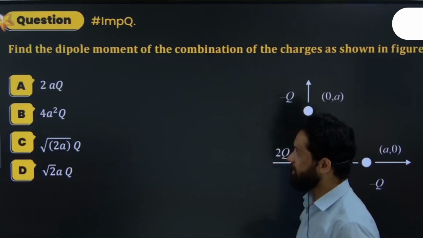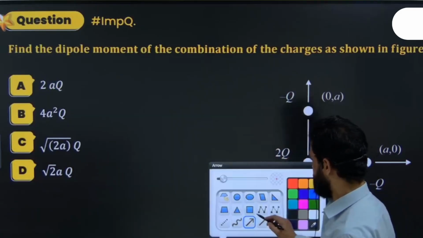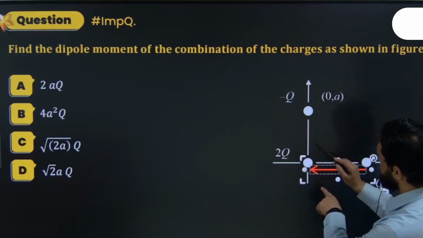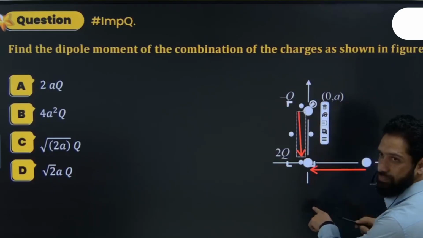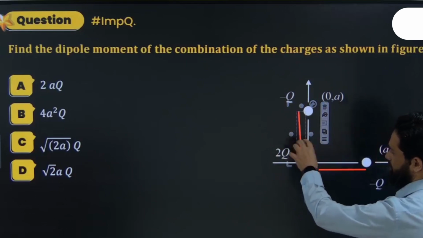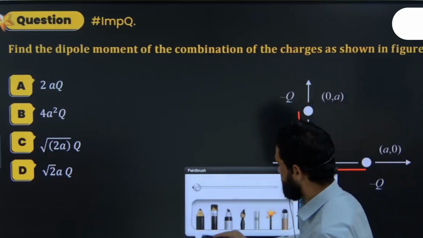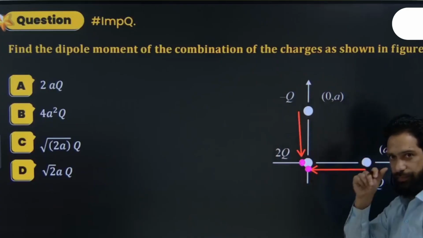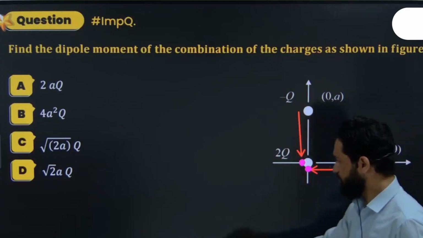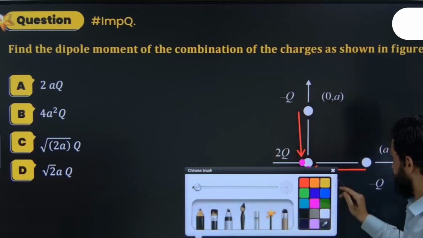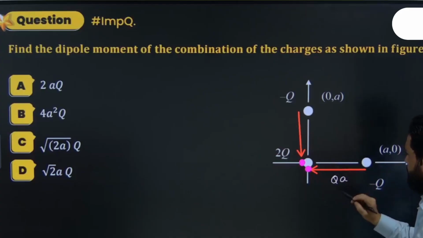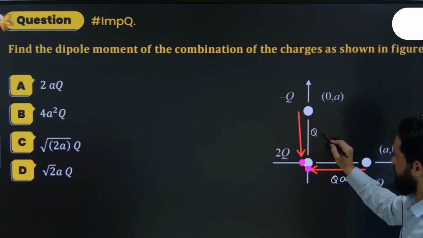Again we can see how much is the dipole moment. I hope it's very easy here. First dipole is minus to plus, second is minus to plus, where this plus 2q can be imagined as the sum of two positive charges, plus q and plus q. So how much is the magnitude? The magnitude of each dipole is q into distance. Distance here is a. Here also it is q into a.